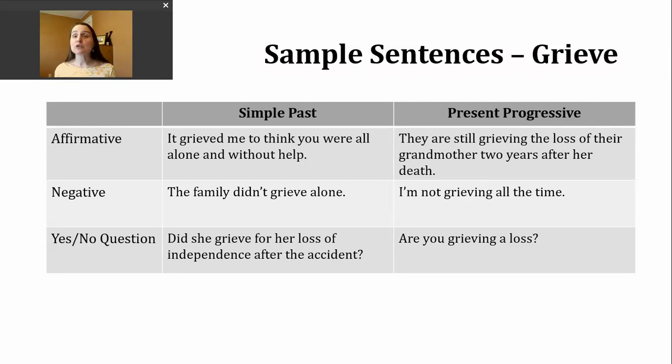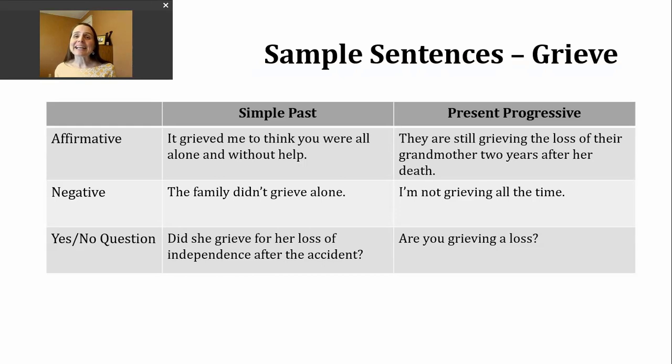I'll point out, though, you might hear some speakers use the contraction form didn't. Here's an example. The family didn't grieve alone. So this is implying that many people were sad and they were feeling that sadness probably together.